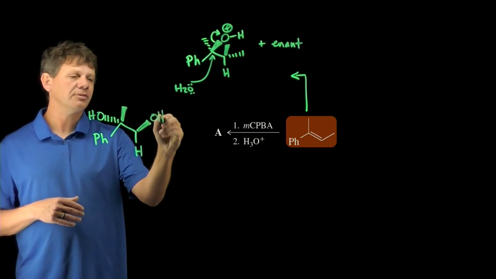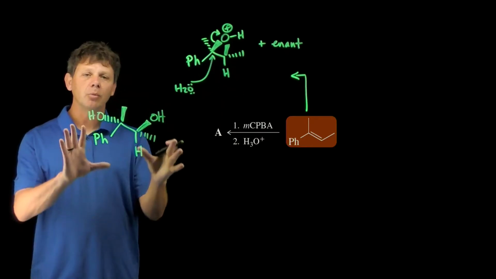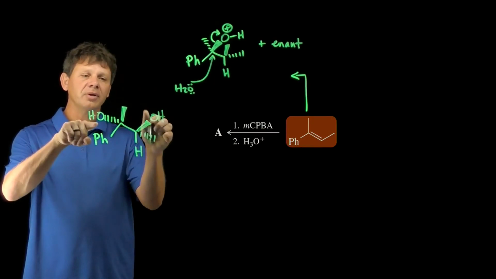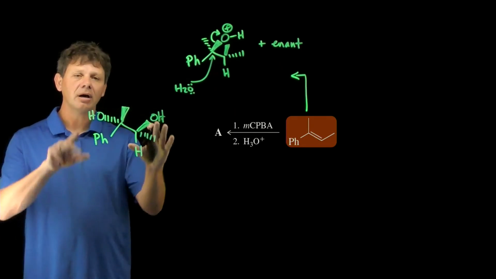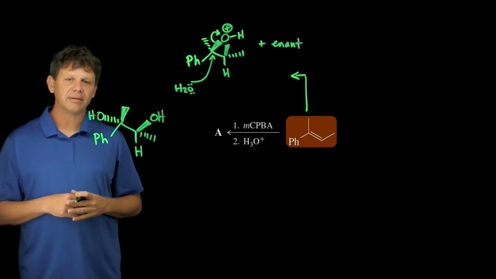The OH is still on top. The methyl group is still in back. So we would end up with this product that shows these 2 hydroxyl groups on opposite sides of the carbon framework. What's the other product we get in this reaction?